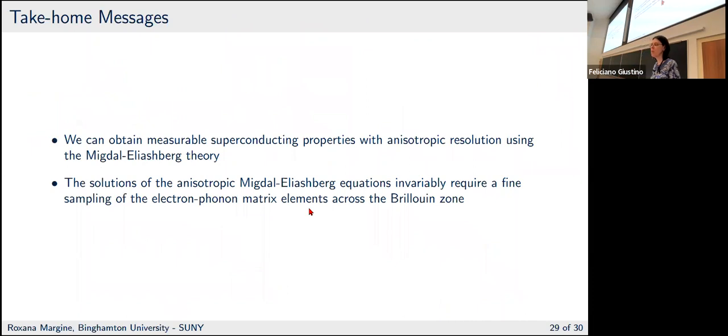So my take-home message for this part of our code is that we can obtain measurable superconducting properties with an isotropic resolution using these formulas, but to solve this equation, invariably it requires a fine sampling of the electron-phonon matrix elements across the Brillouin zone.